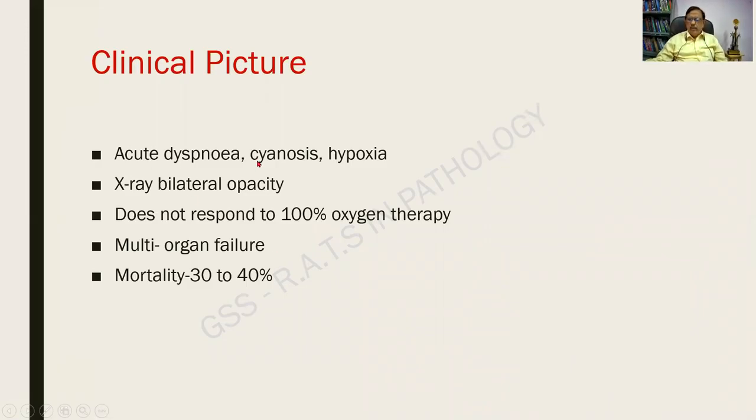Clinically, acute dyspnea, no other word for it. Patient will be literally suffocated. There will be cyanosis, hypoxia. And there can be bilateral opacity. Nowadays, they are seeing the radiological markings for the diagnosis of corona instead of the polymerase chain reaction. And here I find that it does not respond to the oxygen therapy. In the early stages, it can, but later on, when there is fibrosis, there is no response to oxygen. There can be multi-organ failure, and mortality is 30 to 40%.